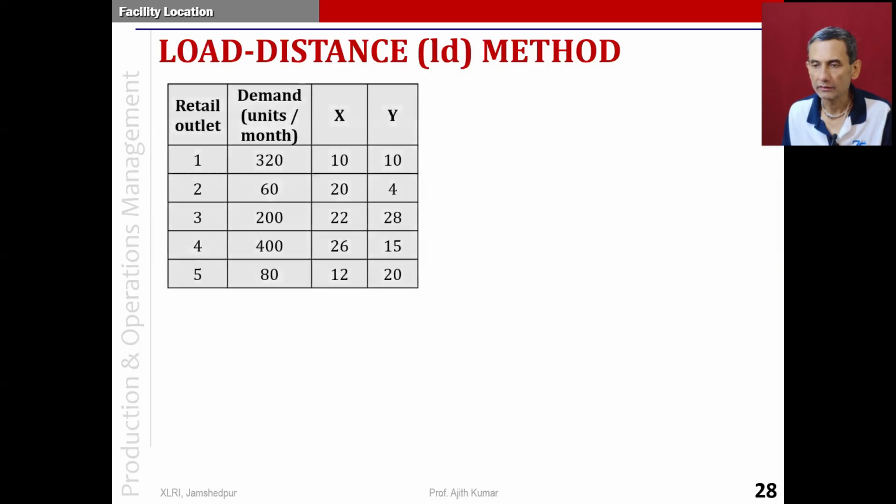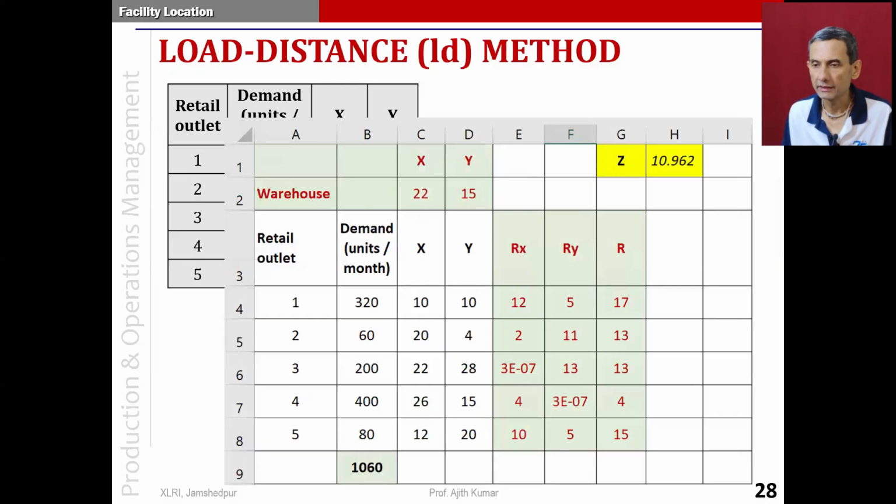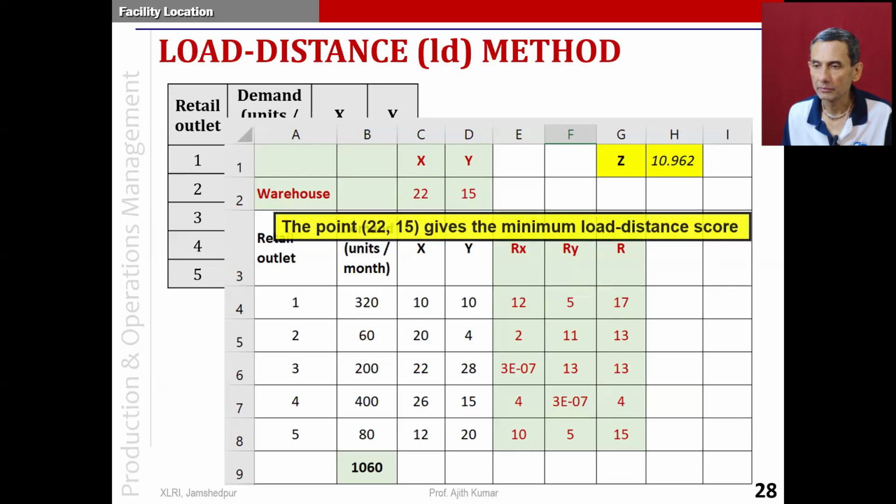So we can see that the roads in Chandigarh follow a grid layout, and therefore rectilinear distance may be useful here. This table gives us the X and Y coordinates of the 5 retail outlets, and the demands experienced per month, as units per month, in these 5 locations. And we can apply a heuristic. I'm not going into the details of how this heuristic is to be applied, but I've applied it in Microsoft Excel. Excel has an inbuilt solver with which we can run an optimization algorithm. So using the algorithm, the point 22, 15 gives the minimum load distance score.